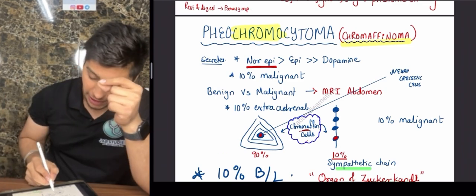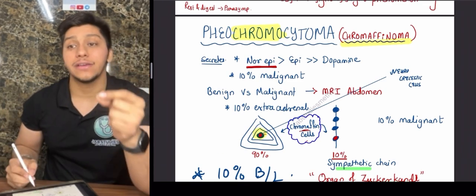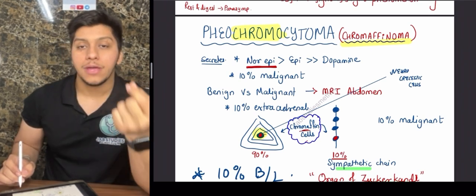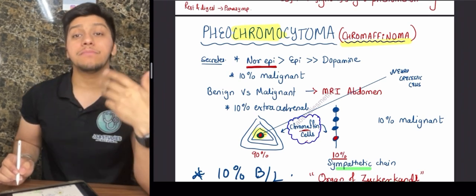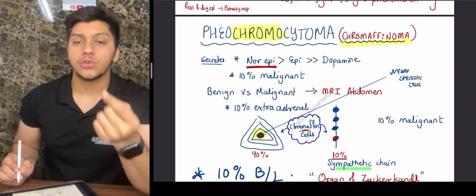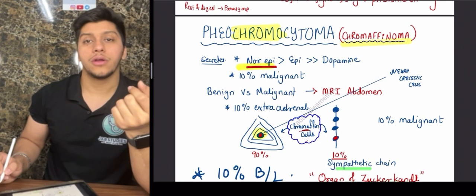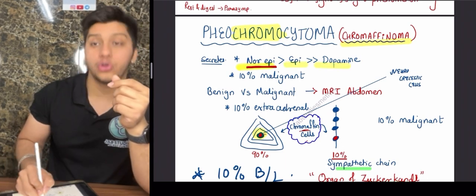In the medulla, you'll have these cells which are known as NCC, that is the neural crest cells. Over there, a tumor begins to develop, because of which it now starts secreting more catecholamines. They will ask you which catecholamine is secreted more. You have to mark norepinephrine over epinephrine over dopamine.